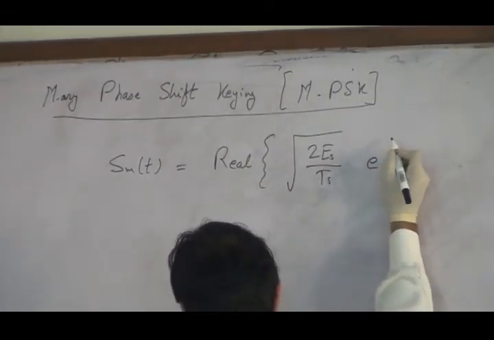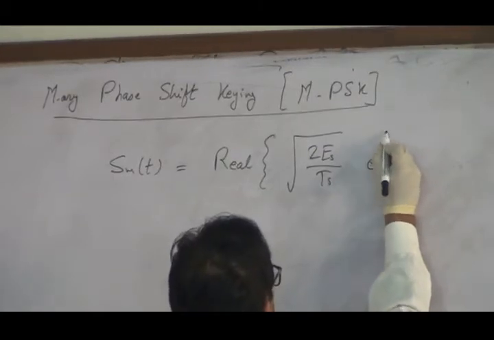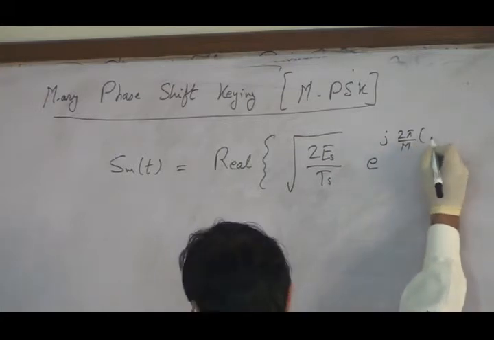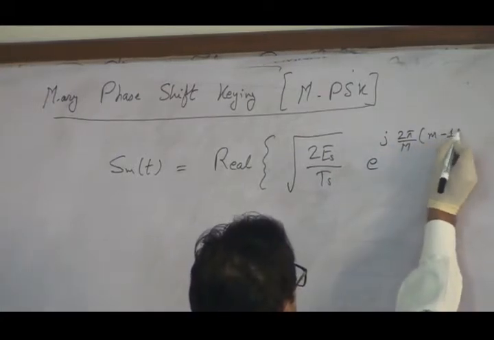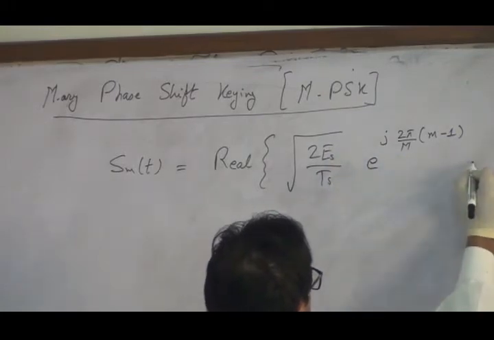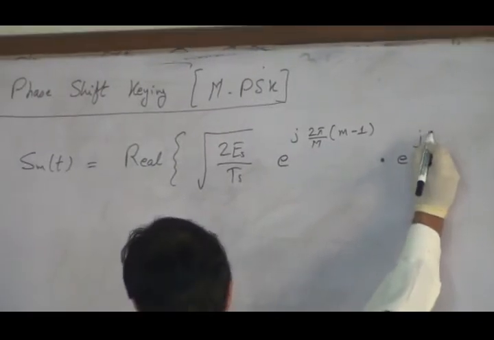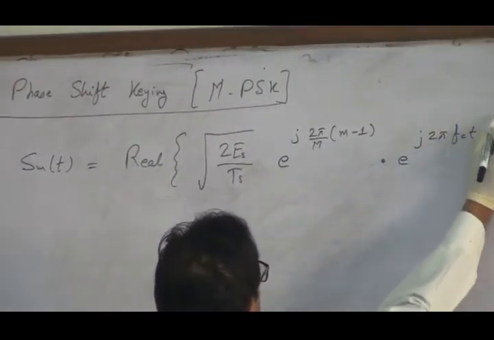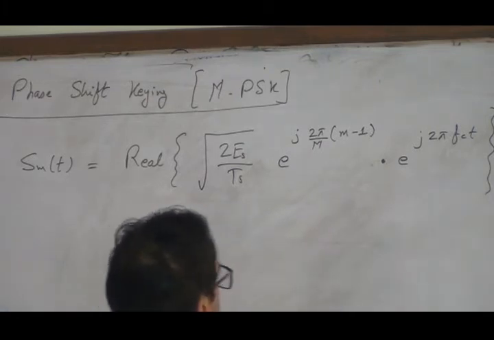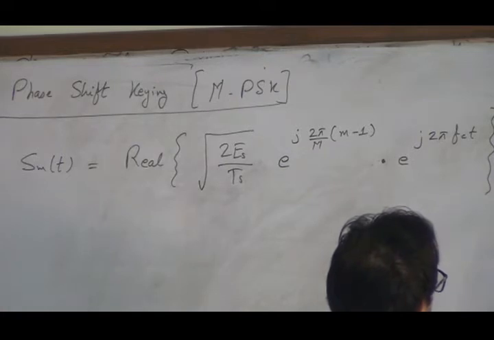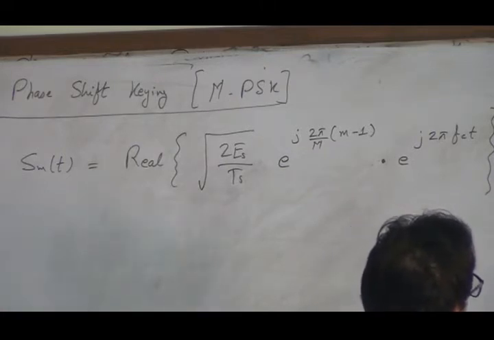e raised to the power j 2 pi by M, small m minus 1. I'll explain what this term is, and the carrier term here, e raised to the power j 2 pi fc t, where small m varies from 1 till capital M.